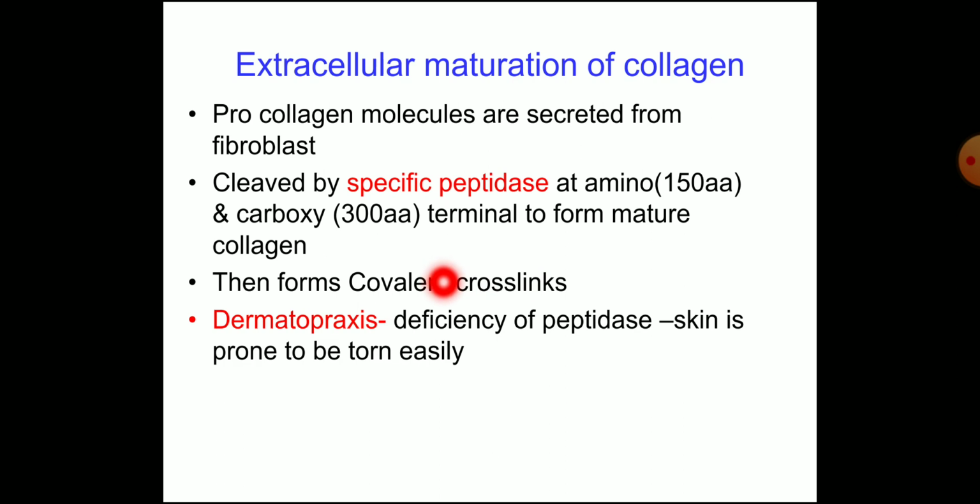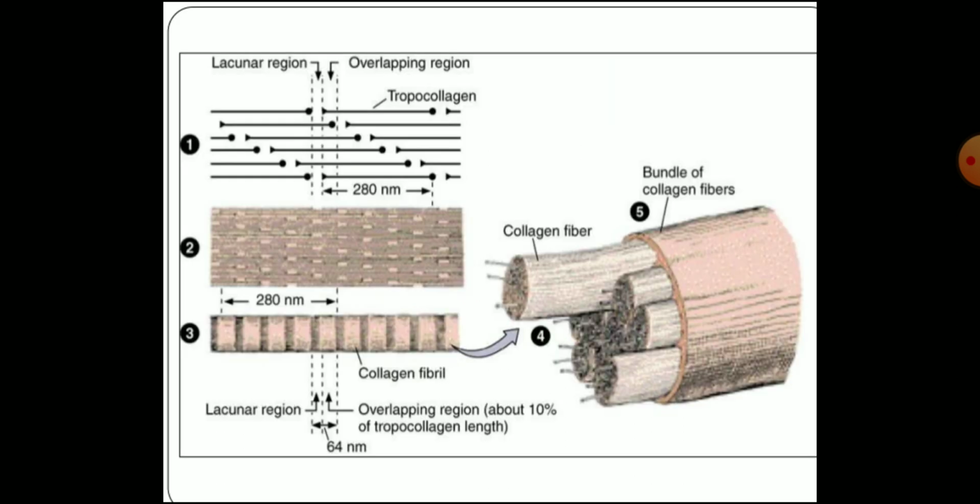So there will be cross-linking of the collagen fibrils, and then one condition called dermatosparaxis is the deficiency of the peptidase enzyme. This enzyme is deficient, so the skin is prone to tear easily, whenever there is some injury. It will break easily because at both ends there are amino acids which have to be removed by the peptidases to form the mature collagen fiber. That is absent in dermatosparaxis. So here again you can see the quarter-staggered arrangement of the fibrils, and then finally each fibril joins to form the bundle of collagen fibers.